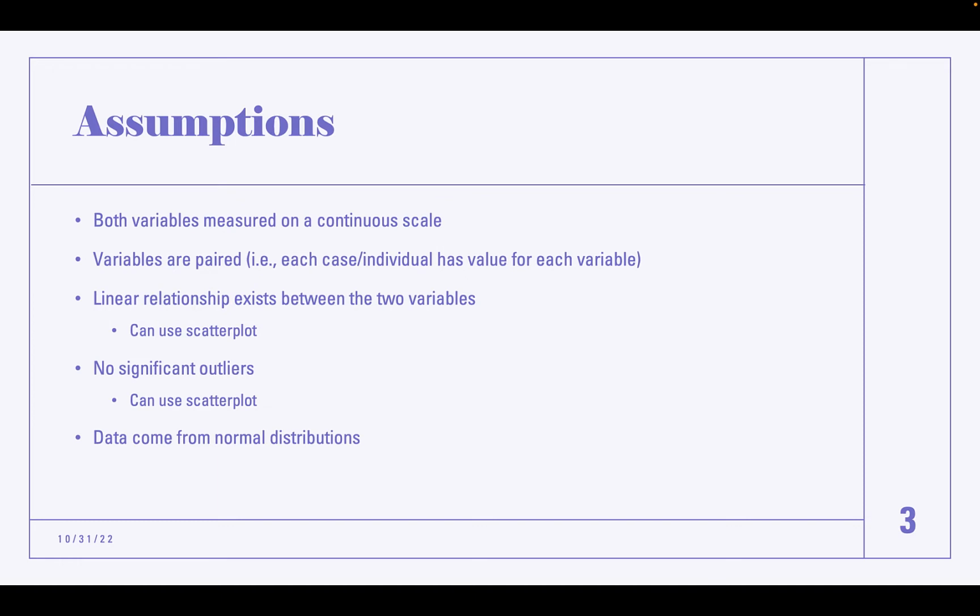And then last, we have a normality assumption in that the data comes from normal distributions. And here we can use skewness and kurtosis to look at normality, but we can also use the Shapiro-Wilk test for normality.